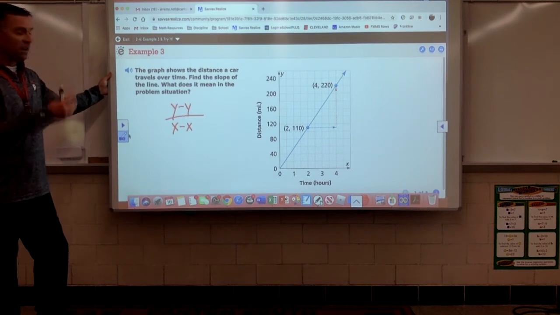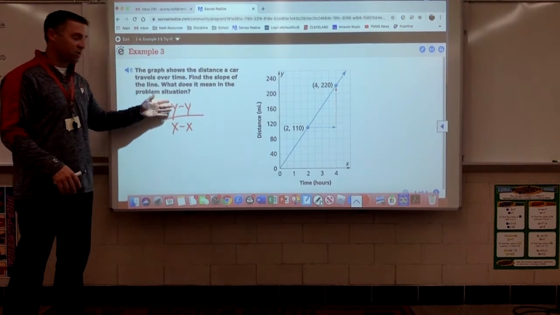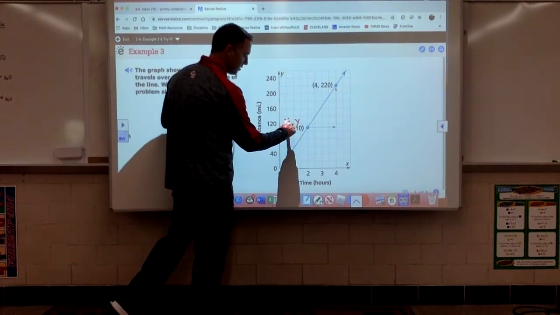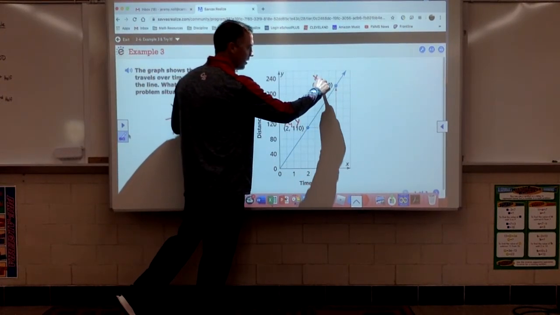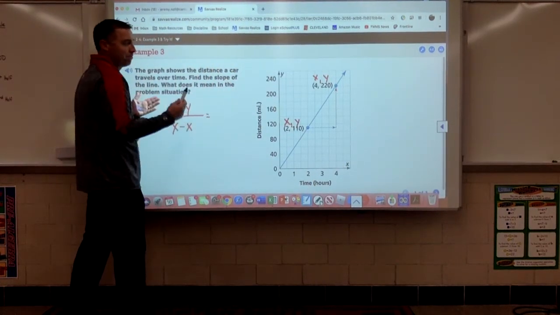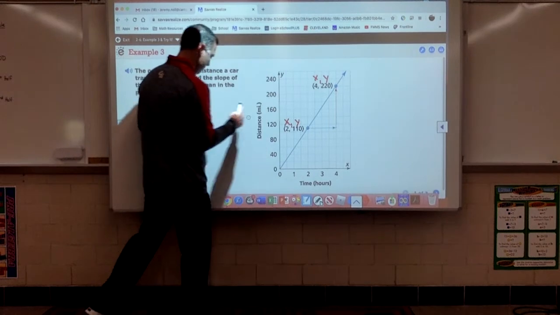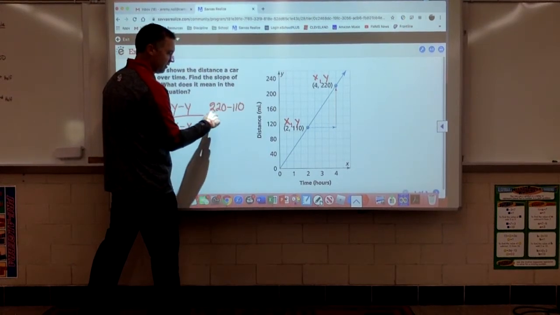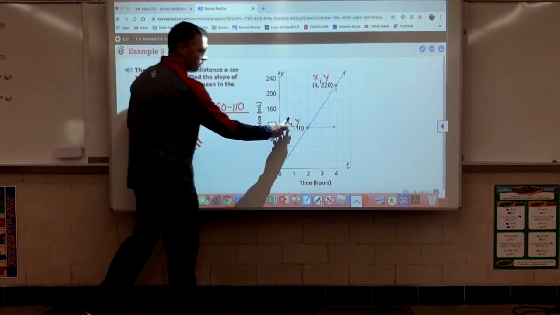And folks, once again, we're going to simplify the formula. Just y minus y over x minus x. Look at your two coordinate points: x value, y value, x value, y value. On the top, choose the biggest one. You want to choose the 220. Subtract the other one, 110. On the bottom, 2 minus 4.